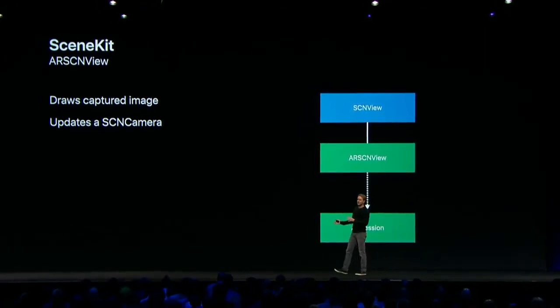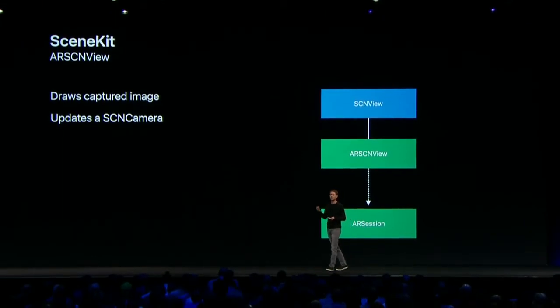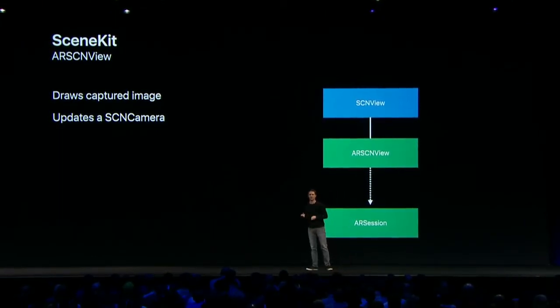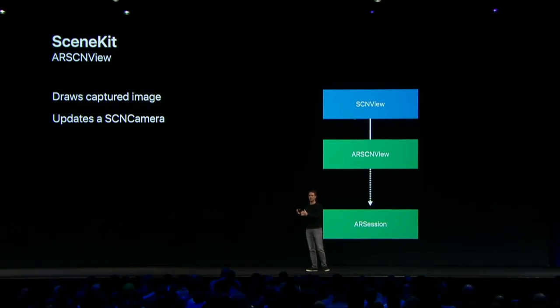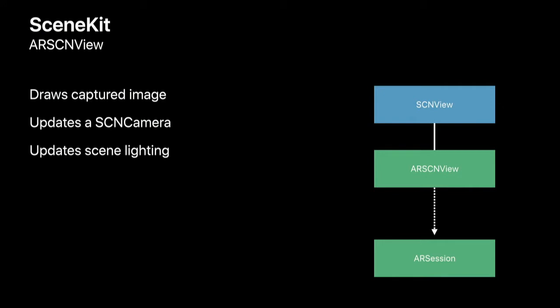Next, it updates an SCNCamera based on the tracking transforms that we provide in an ARCamera. So your scene stays intact, and ARKit simply controls an SCNCamera by moving it around the scene, the way you move around your device in the real world. If you're using light estimation, we automatically place an SCN light probe into your scene. So if you use objects with physically based lighting enabled, you can automatically take advantage of light estimation.